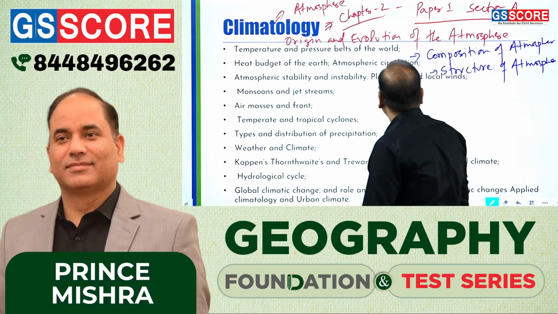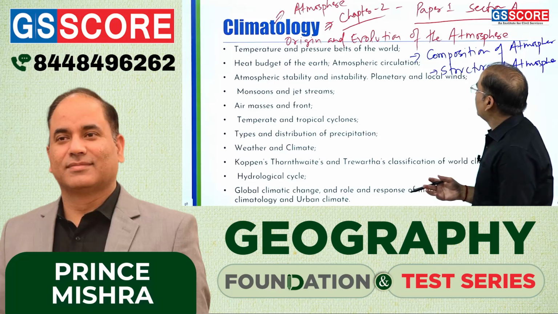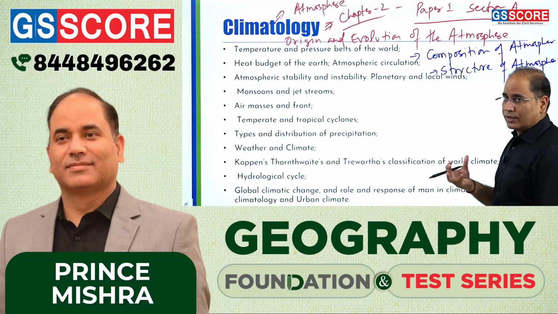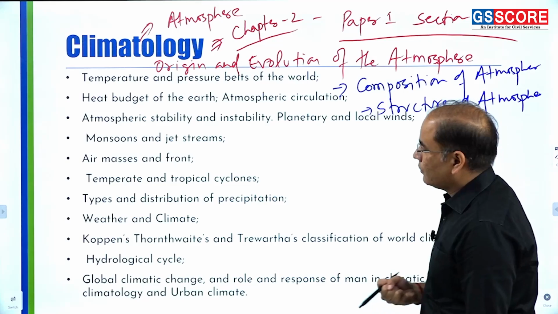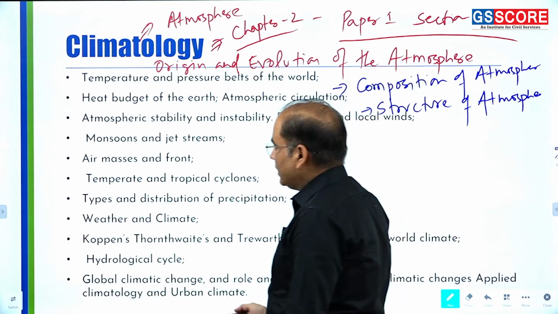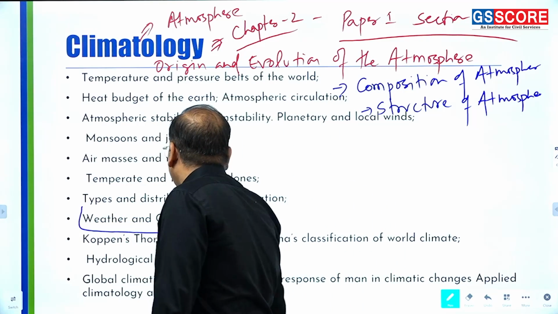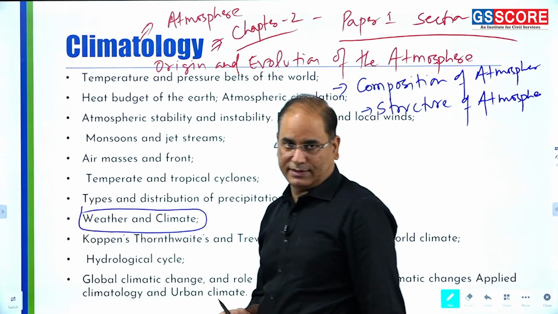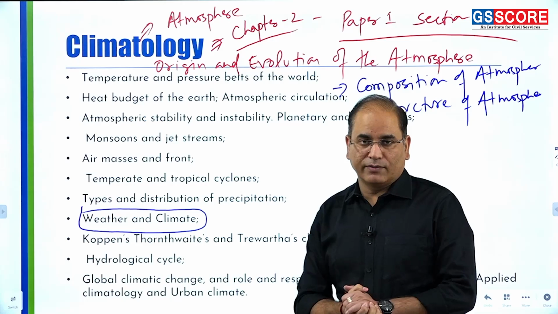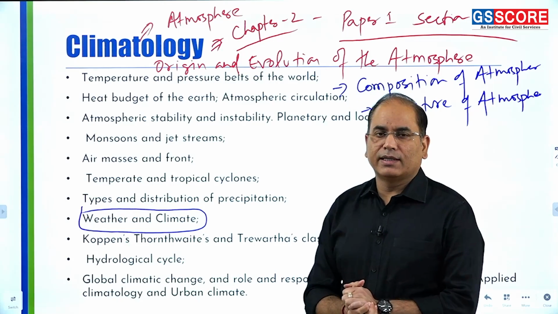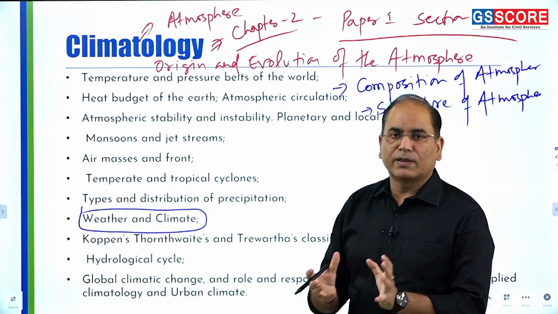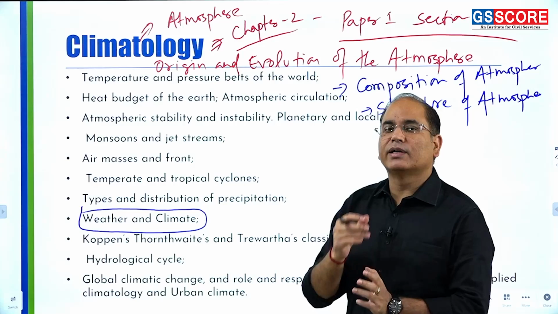Composition of atmosphere, structure of atmosphere, origin and evolution of the atmosphere. So these are the topics that you are supposed to study. After this, you are supposed to study what is the weather and climate. So the basic idea about the weather and climate. Both the weather and climate are associated with short term and long term phenomena associated with the different elements.